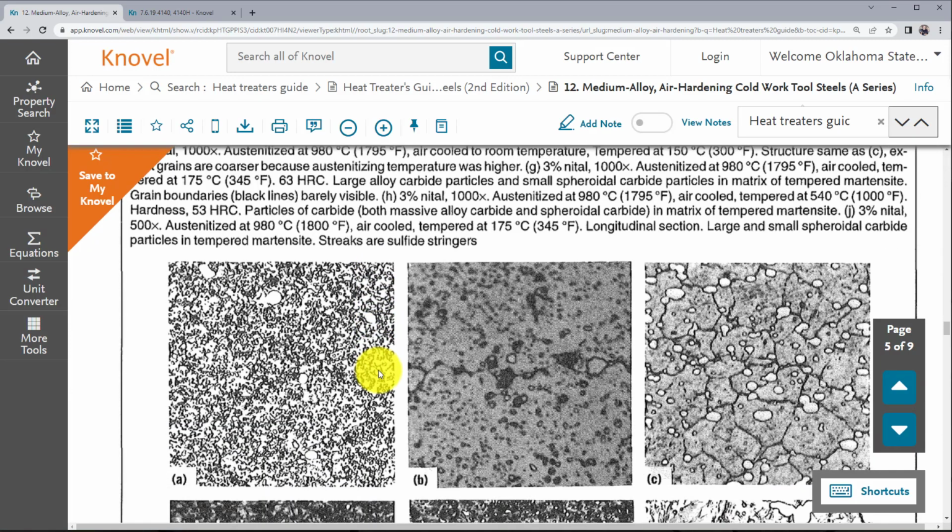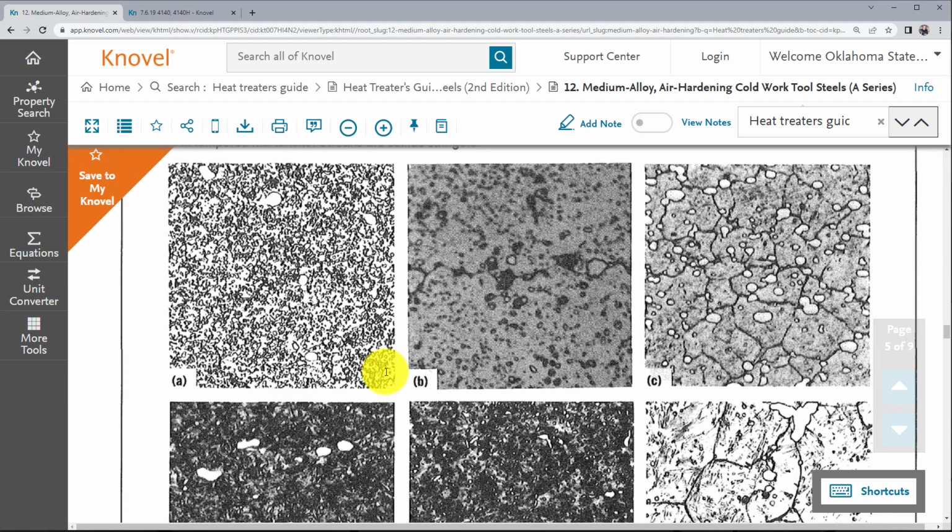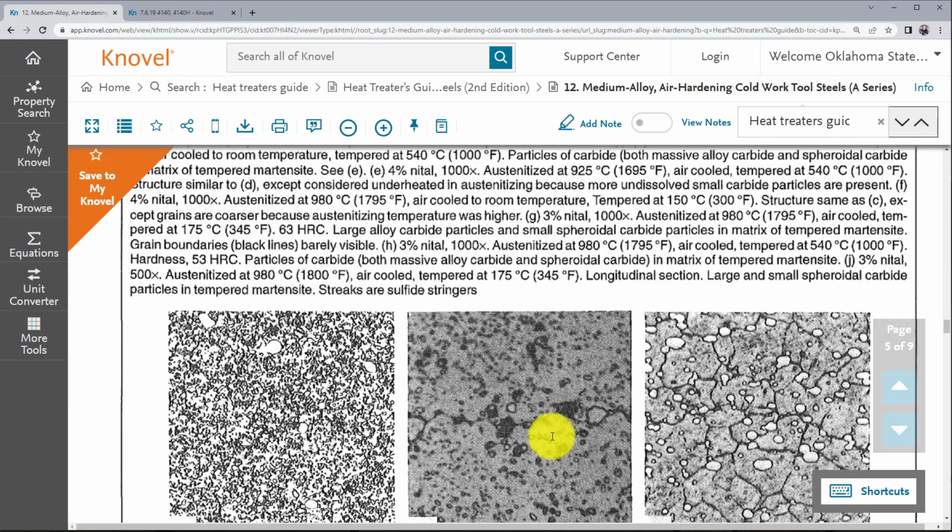And again, you can see the nice, wonderful microstructures and learn about them and all the cementite carbides that are going to be associated with this wonderful steel.